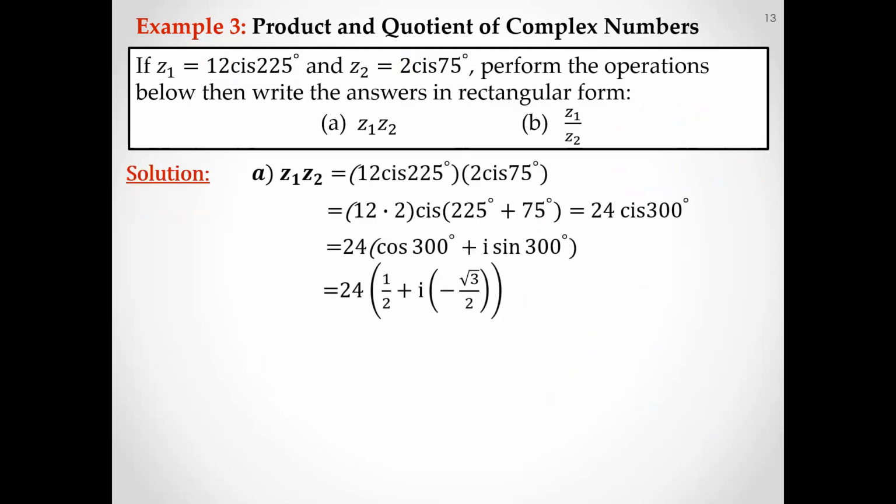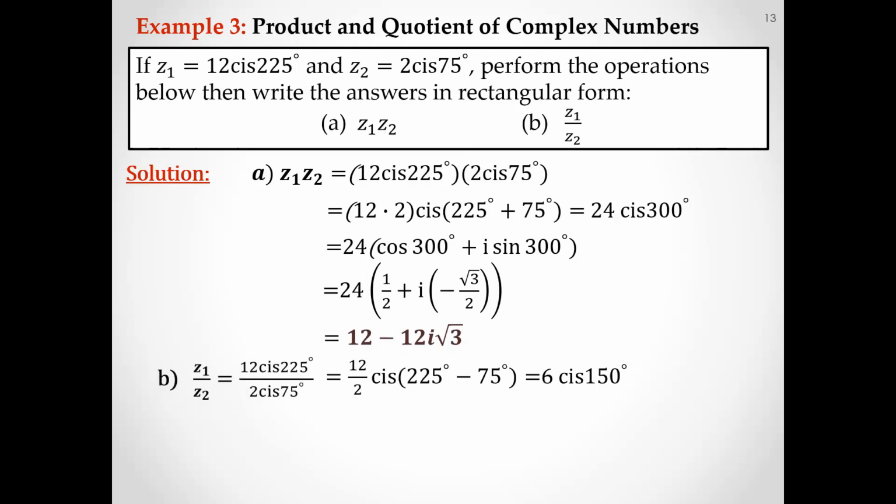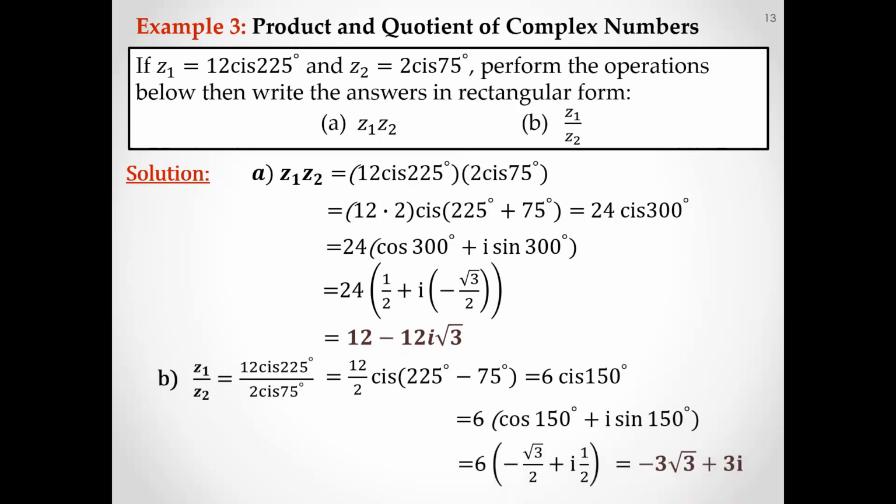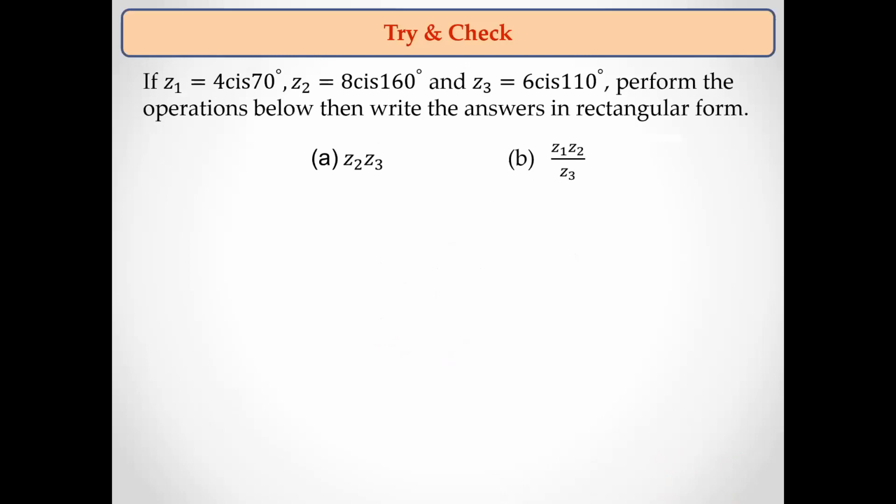Okay, so if asked to write it in standard form, you go back and compute cosine 300 and sine 300, and you get it in standard form. Here it's the same thing, this is in polar form. Then you compute the cosine and sine of the angle and you get the standard form.